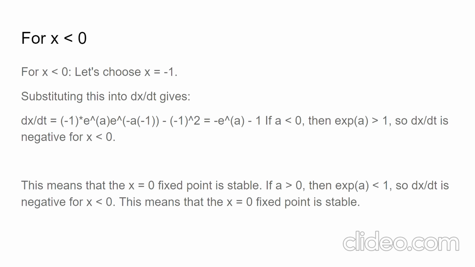So then, if a is less than 0, e to the power of a is greater than 1, rather, sorry. So dx/dt is negative for x is less than 0, which also means that x equals 0 is a fixed point and is stable. If a is greater than 0, then e to the power of a is less than 1, so dx/dt, our derivative, is negative for x is less than 0. And this means that x equals 0 is a fixed point, stable solution.